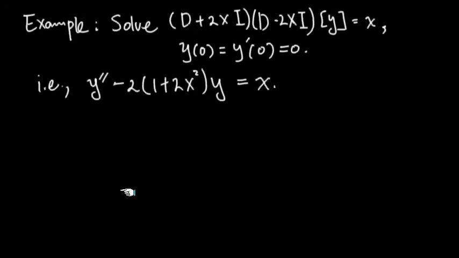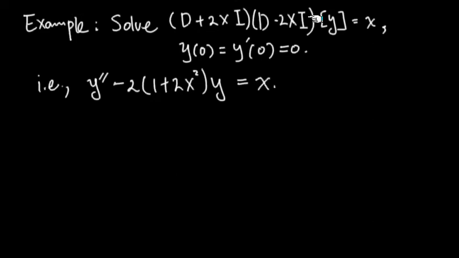So actually, let us use this idea to solve a second order linear equation. Suppose it's given by this factored form, (d/dx - 2x)(d/dx) y = x, and we have the simple initial conditions y(0) = 0 and y'(0) = 0. So this part is equivalent to this form of differential equation.